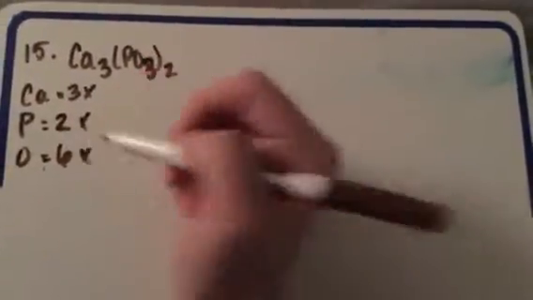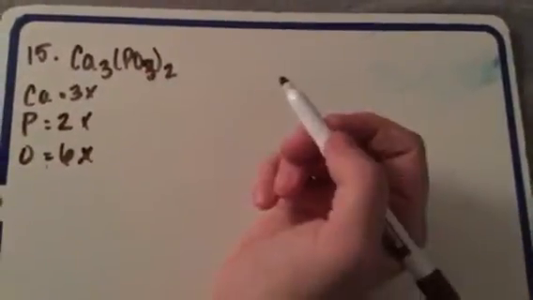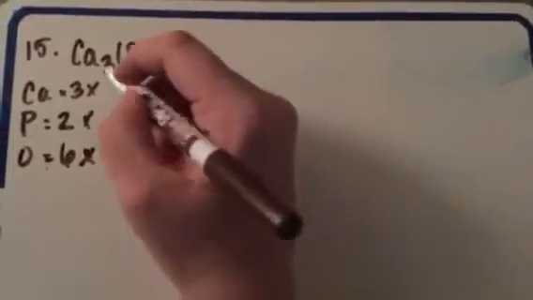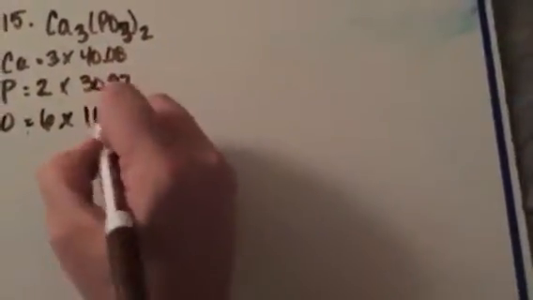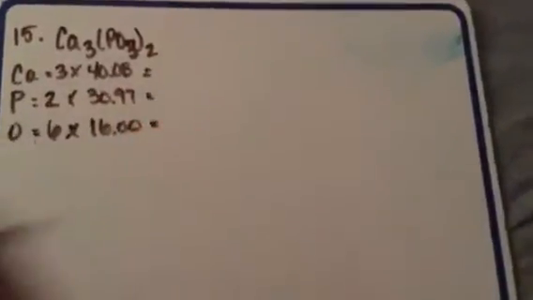Now we're going to pull some numbers from the periodic table. Ca's atomic mass is 40.08. Phosphorus's atomic mass is going to be, I believe, 30.97. Let me look it up. Yep, 30.97. And oxygen's is 16.00. Let's multiply those numbers now.